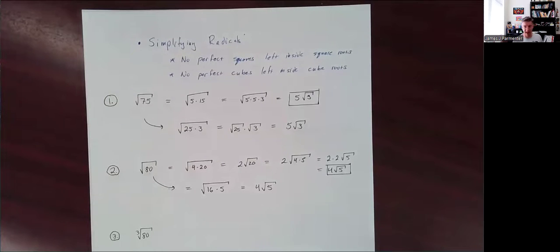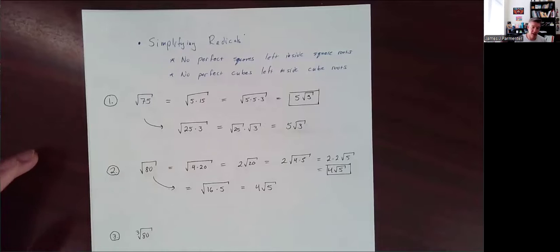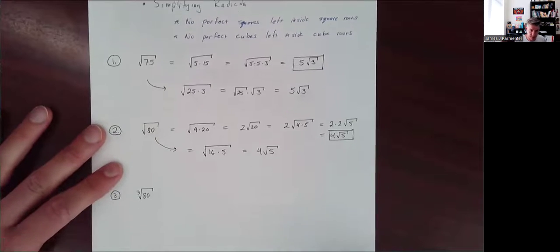Or some people say 4 rad 5. I usually say root if I'm talking about a square root. For any other root, I will say the cube root, so like 4 cube root 5 or whatever, if it's a different root other than the square root.